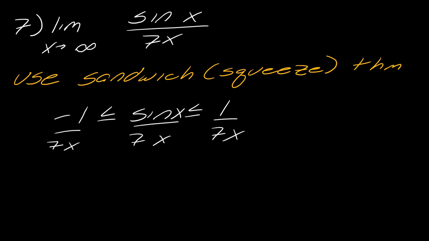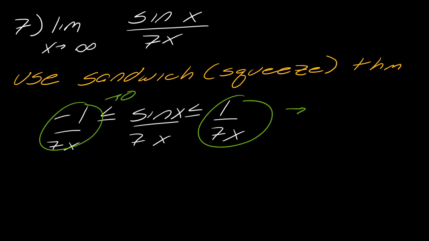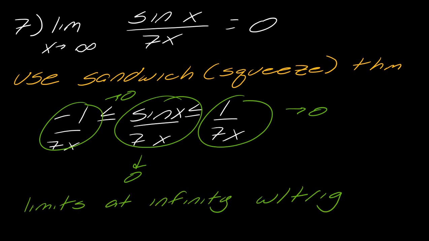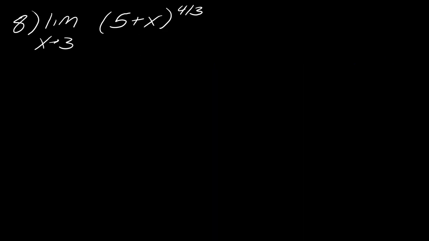And so now what happens to this limit as this approaches infinity? Well, this goes to 0 and this will also go to 0. Therefore, the middle one will go to 0. And so that's it. Now, if you're looking for more problems that have to do with this, I would recommend trying to look up limits at infinity with trig functions.